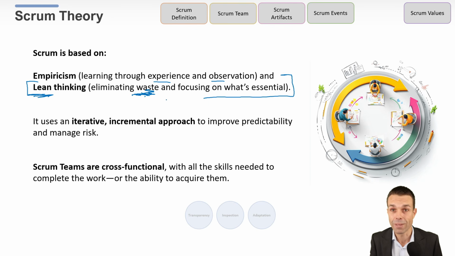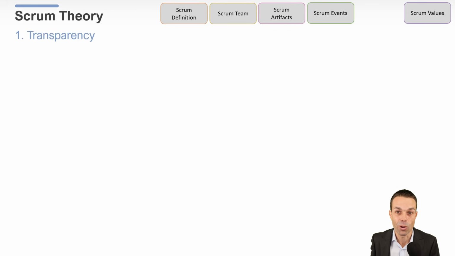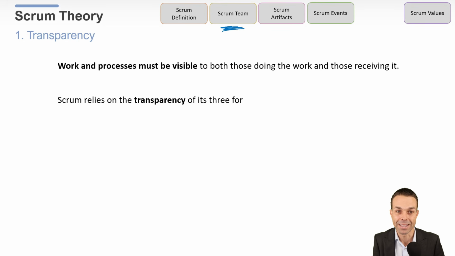So anything that's non-value add, we want to get rid of if we can, to run more smoothly and more leanly. It also uses iterative incremental approaches to improve predictability and manage risk. And we've seen that we're continually iterating and delivering small increments of value. And so that's our iterative incremental approaches. Scrum teams are cross-functional with all the skills needed to complete the work or the ability to acquire them. And we've seen that as well as we worked with our Scrum team at the beginning here.